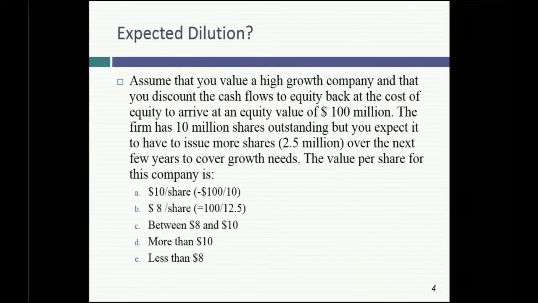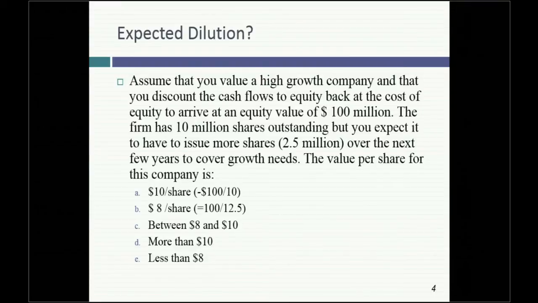Maybe the value is somewhere between 8 and 10. Maybe it's more than 10, in which case you've got to tell me some really good story about why issuing more shares is good for you, or less than 8. What do you think? Should I divide by 10 million shares, 12.5 million shares, some number in the middle, none of the above?